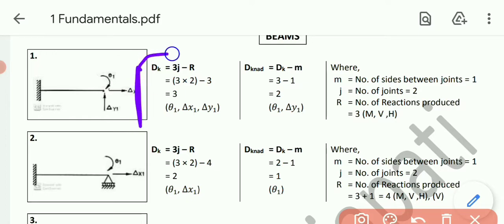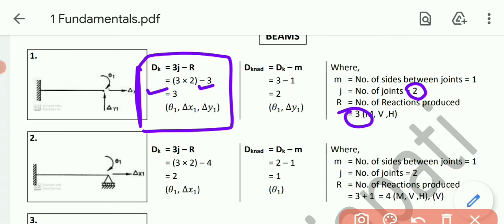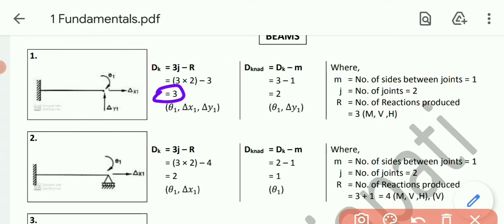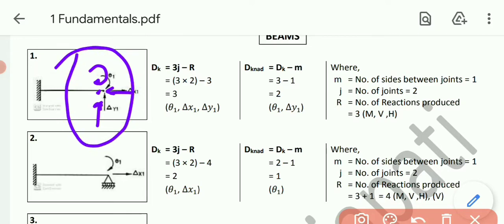First of all Dk, that is 3j minus r. So 3 times j, that is 2, minus r, that is 3. So 6 minus 3, the answer is 3. Now what does this 3 mean? It means 3 displacements are allowed. As we have seen in the previous video, in case of a fixed support, as all 3 reactions are produced, no displacement is allowed. But this one is our free end, so all 3 displacements will be produced over here, because no reaction is produced at the free end. So these 3 displacements are allowed.